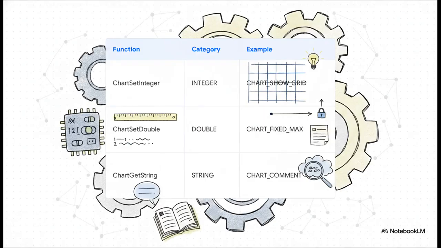Now, modifying this set design is incredibly structured. MQL5 breaks properties down beautifully by their data types. You use ChartSetInteger for Boolean toggles or whole numbers, like turning on the grid with CHART_SHOW_GRID. You use ChartSetDouble for precise decimal values, like setting a CHART_FIXED_MAX price level. And you use ChartSetString for text, like a CHART_COMMENT. It's a brilliantly logical system once you see how these functions align perfectly with their corresponding enum structures.